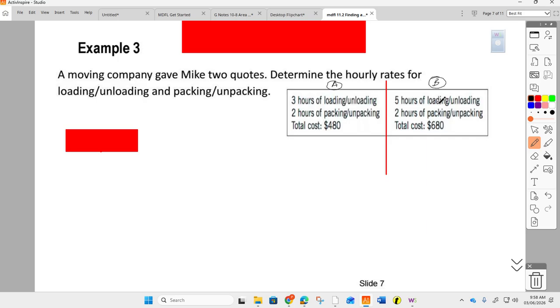They're in the same world. They're the same moving company. So we know that the cost per hour for loading and unloading should be the same in either scenario, and the cost per hour for packing and unpacking should be the same in either scenario.